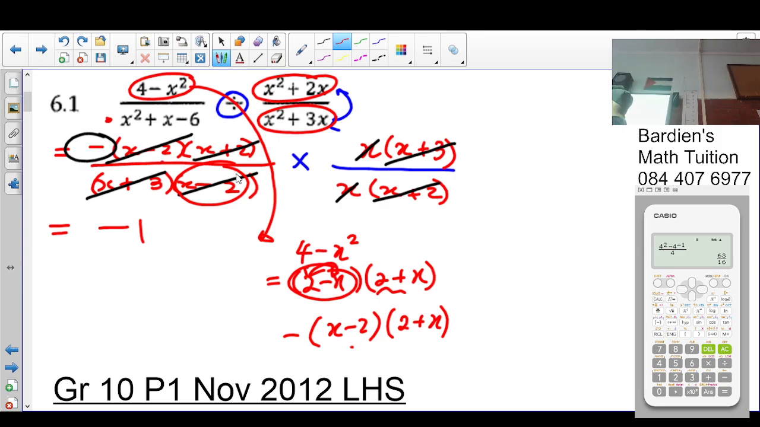But what I did was I just said, okay, you've got 4 minus x squared. Swap that around, negative comes out. And then I took the difference of 2 squares one time. And that is what I would do.